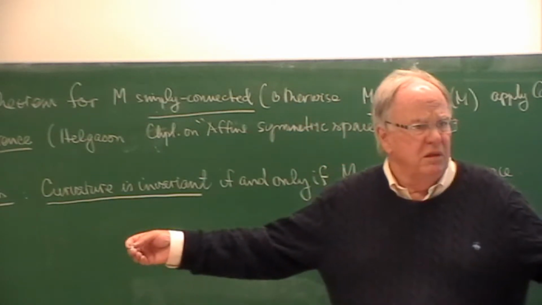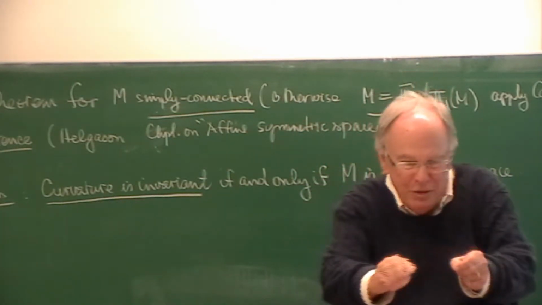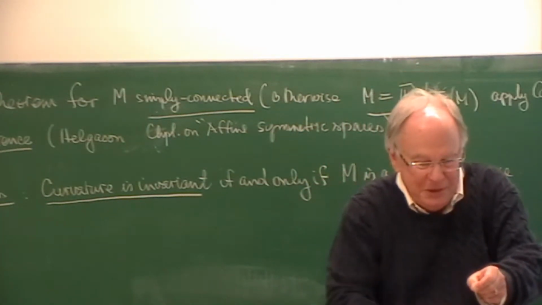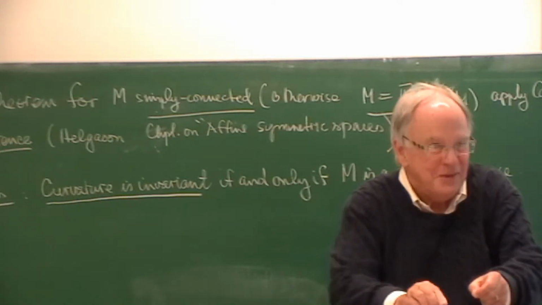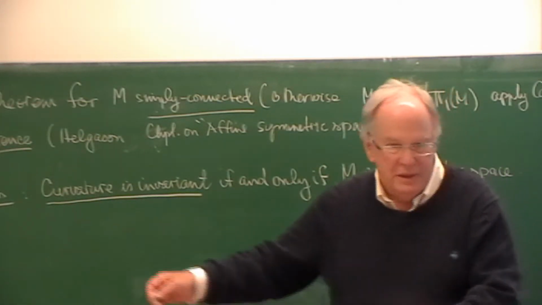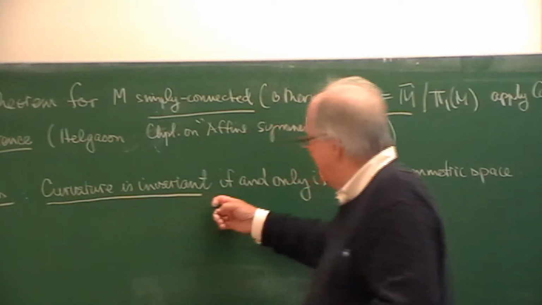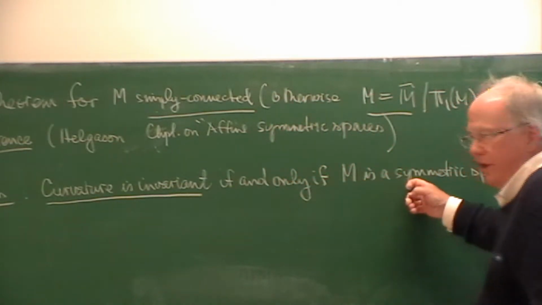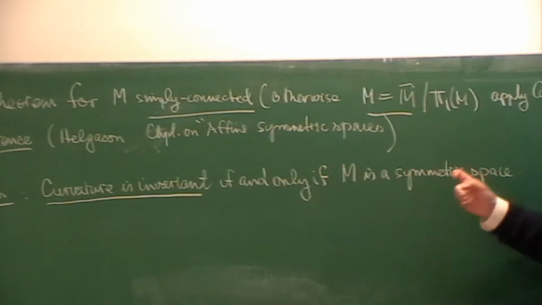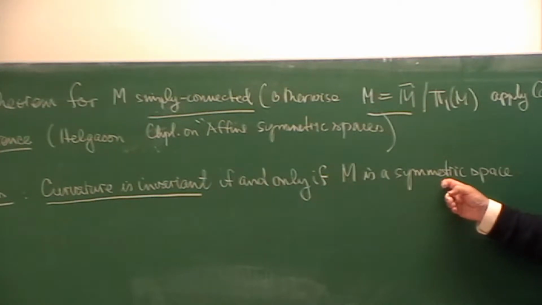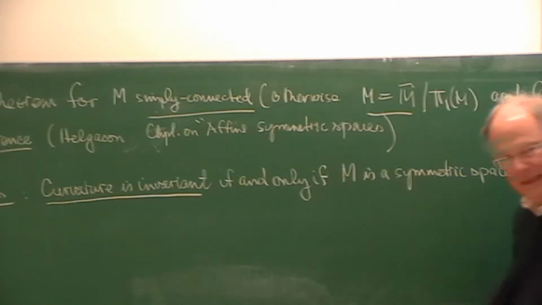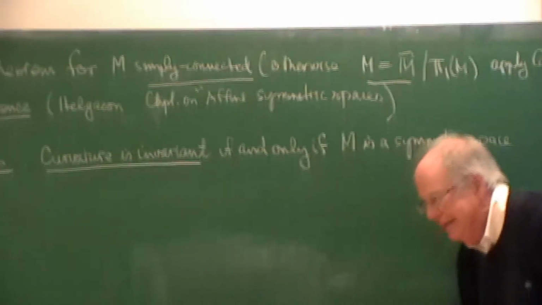Where do you see symmetry? Maybe you see some parallel transport. It all stays the same. Maybe you see some symmetry there, right? But yeah, okay. Curvature is invariant by parallel transport if and only if you have a hugely symmetric object.